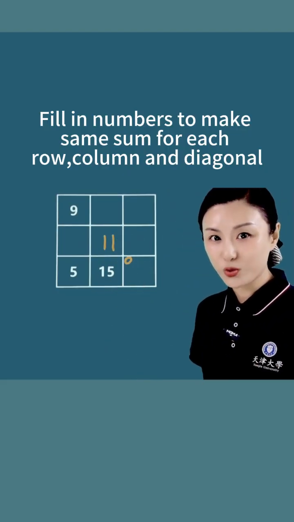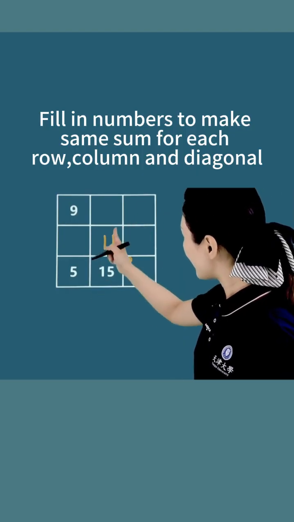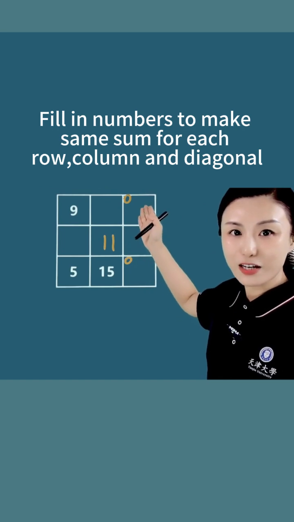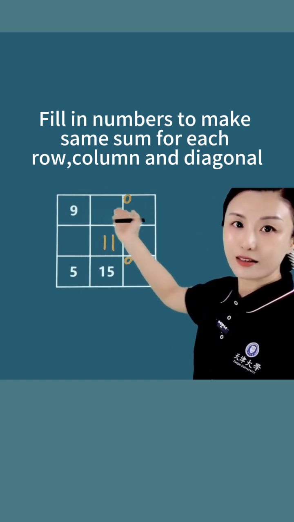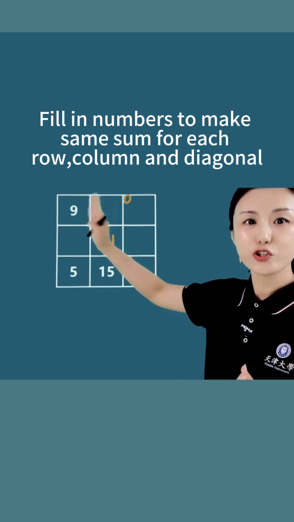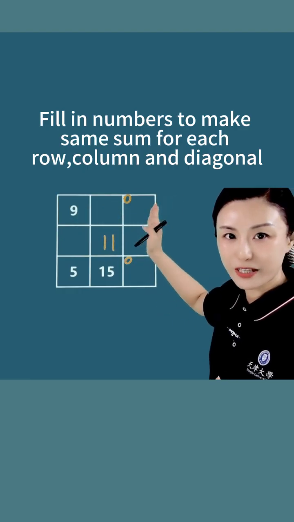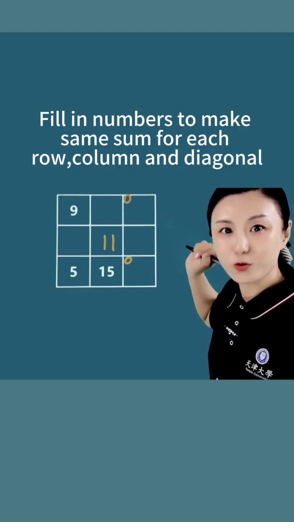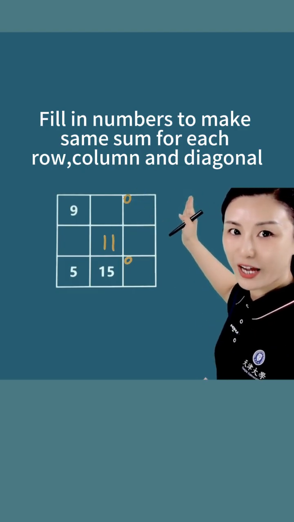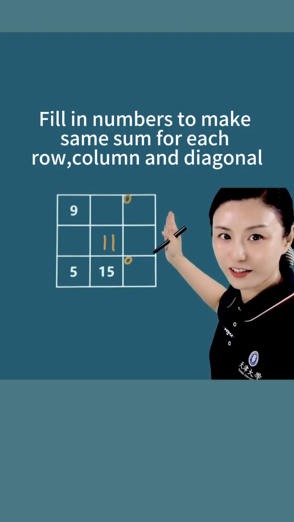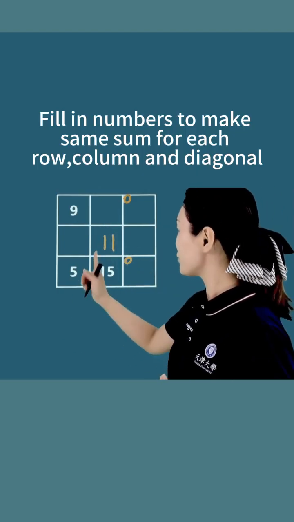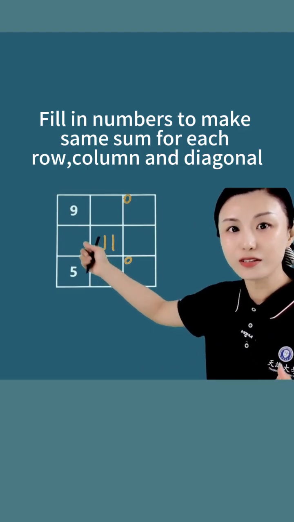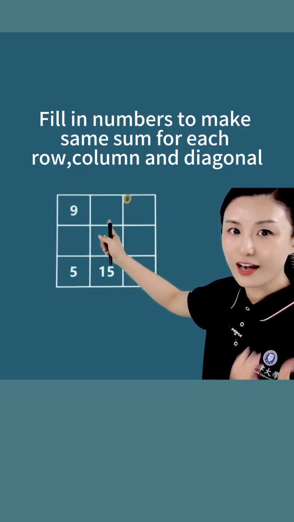Is there any other common number? Isn't the sum of the three numbers on this diagonal also a common number? Which number is it a common number with? It's equal to the sum of the three numbers in this row. 9 plus the number in this square plus this one. So the number in this square is the common number. Now, if we ignore the common number, what kind of equivalent relationship should we get? 9 plus this number equals 5 plus 11. 5 plus 11 is 16. And if we subtract 9, so here it should be 7, right?